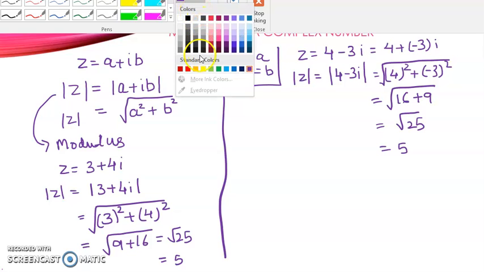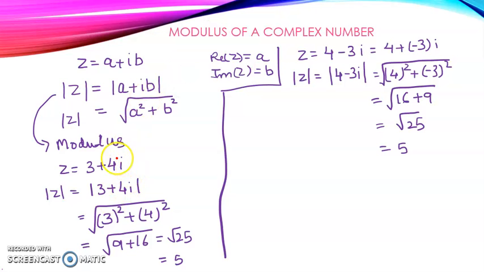I'll change the marker color, one minute. You can differentiate now easily. See, this complex number is z is equal to 3 plus 4i, and this is z is equal to 4 minus 3i. If you see, in both cases the modulus of z is 5. Always remember it is positive, a non-negative real number. The modulus of a complex number is always a non-negative real number. Minus 3 whole square becomes positive.